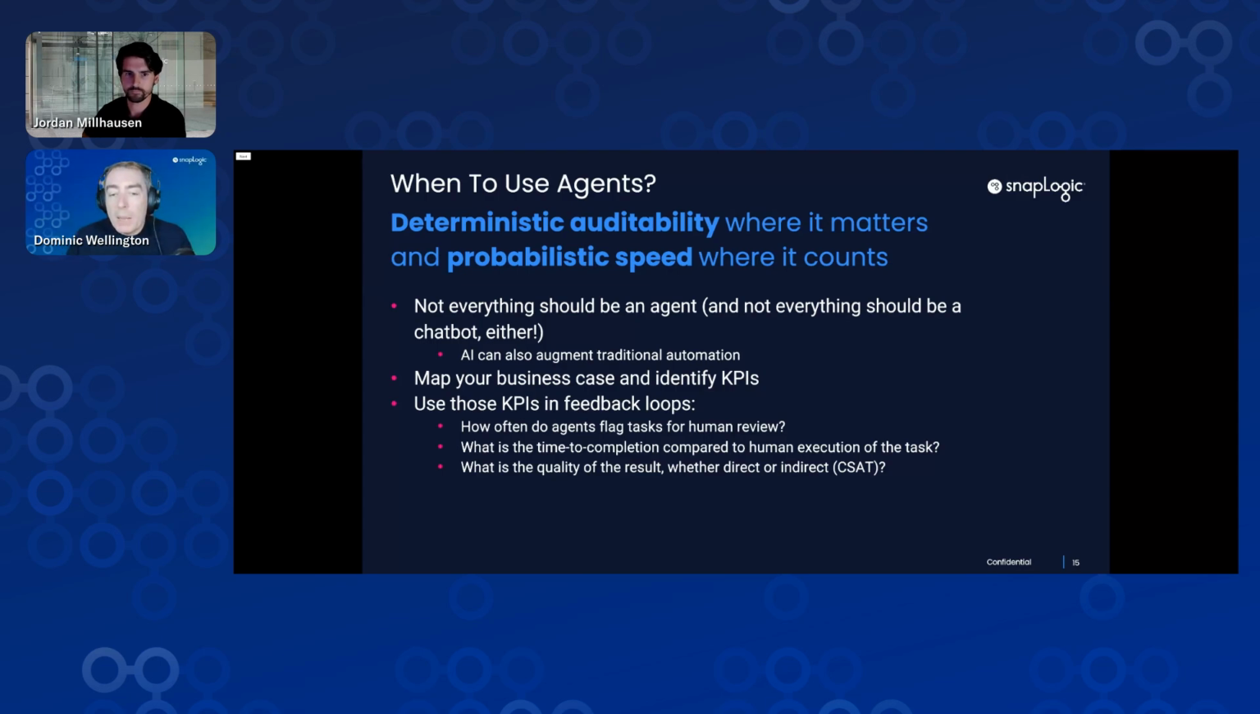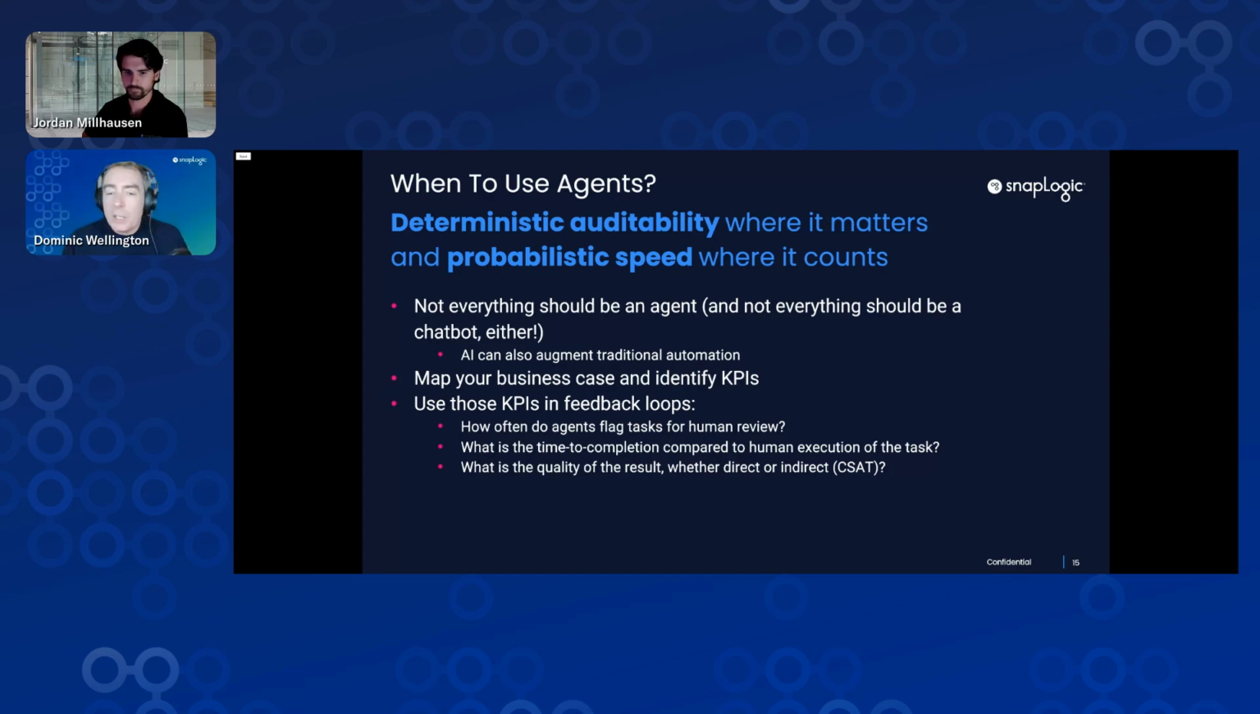The key thing is to map out the business case, identify what are the key performance indicators, how will you know what good is, what will the users care about, and use those in feedback loops. So a big one is, do agents flag tasks often for human review? If a little bit of that human in the loop is good for control, too much, if they're flagging everything, maybe you need to go back to the drawing board. Maybe the agent is not a good result.